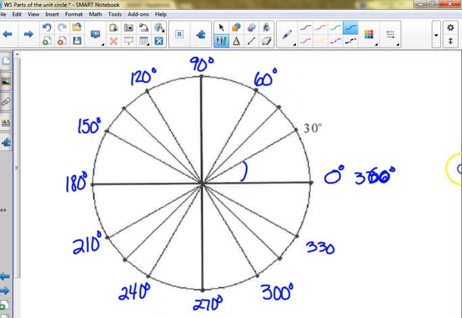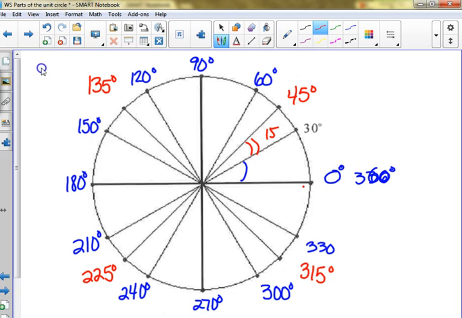I skipped the in-between ones because this width is only 15, so 30 and 15 makes this. Now, if you add another 45, you land here at 90, yes? Another 45 added onto 90 is 135, another 45 is 180, another 45 is 225. Add 45 and you get 270. Add 45 and you get 315. Add 45 and you get 360. Everybody okay with the degrees?